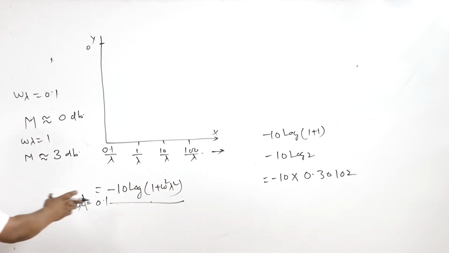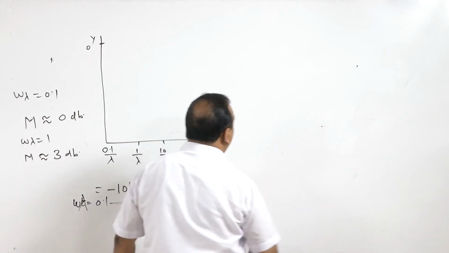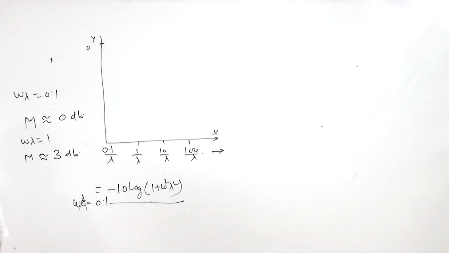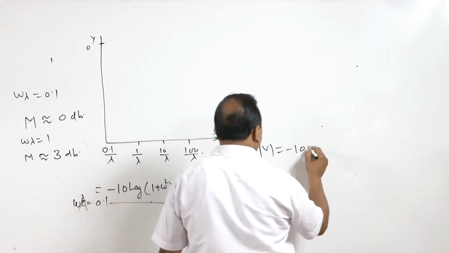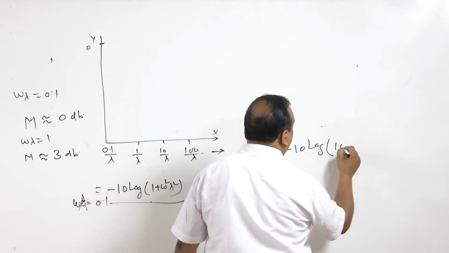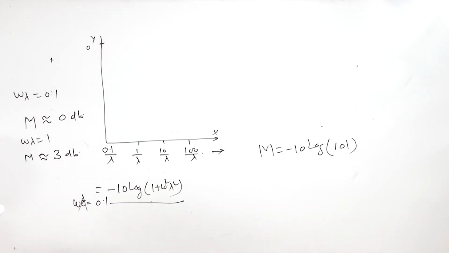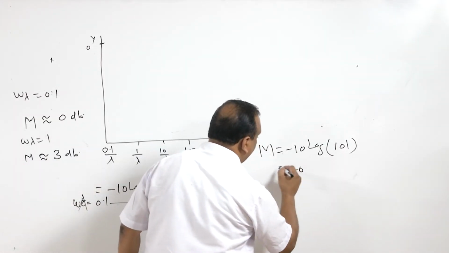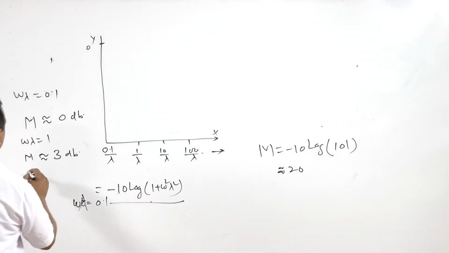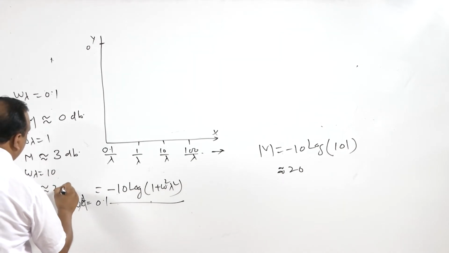Now, we are increasing the value of omega lambda. Now, we go for omega lambda equal to 10. When omega lambda is 10, then m is going to be minus 10 log of 10 square plus 1, that is 101. So when we take log 101, it is approximately 2, multiplied by 10 is equal to 20, approximately. So when omega lambda is equal to 10, then m is going to be approximately minus 20 dB.